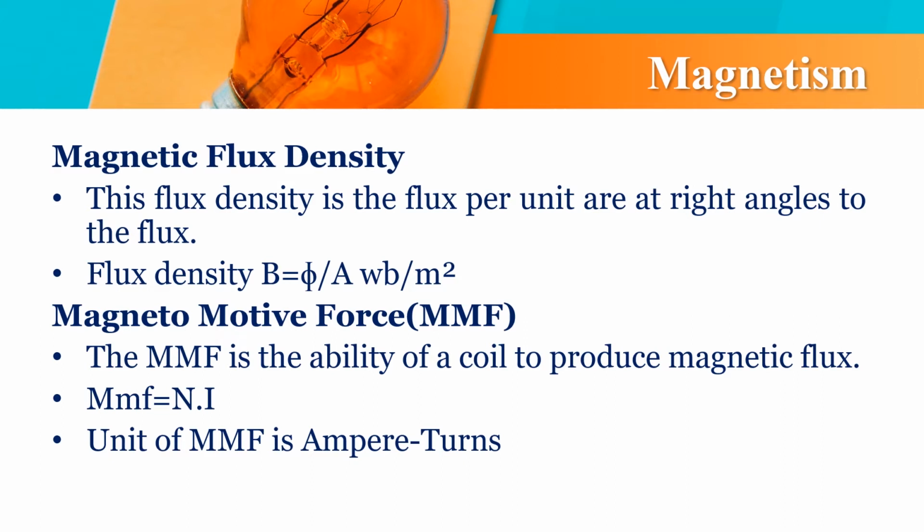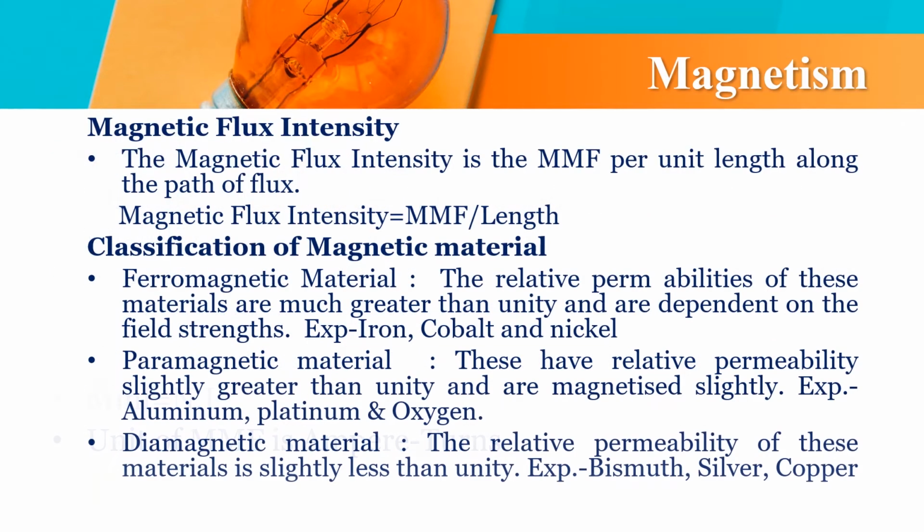Magnetomotive force, MMF. The MMF is the ability of a coil to produce magnetic flux. MMF equals N dot I. The unit of MMF is ampere turns. Magnetic field intensity is the MMF per unit length along the path of flux. Magnetic field intensity equals MMF by length.